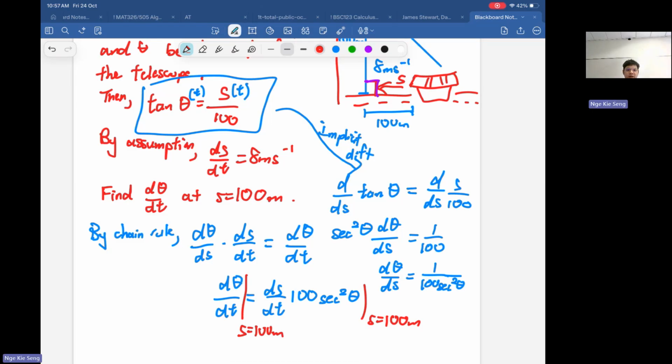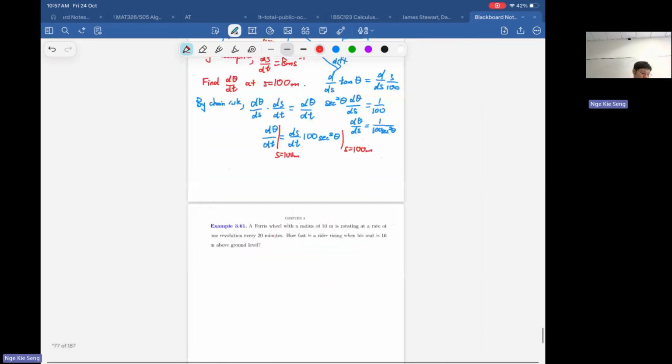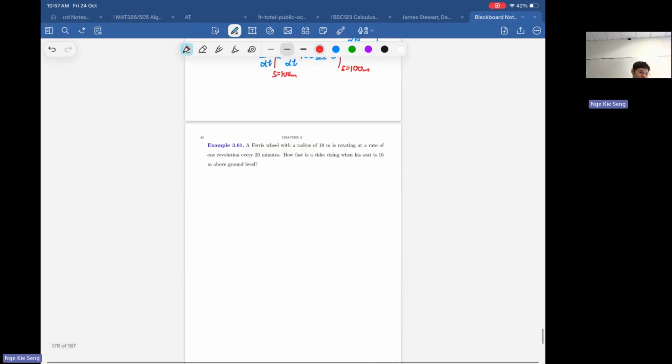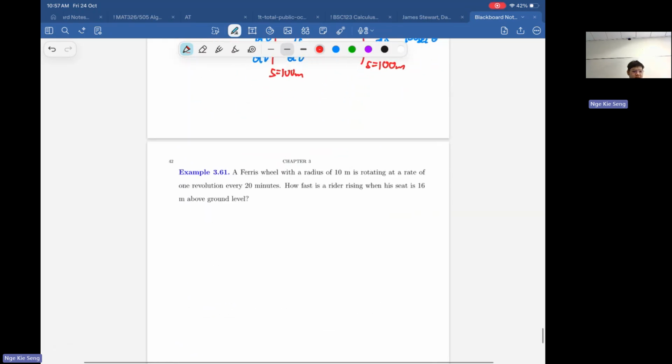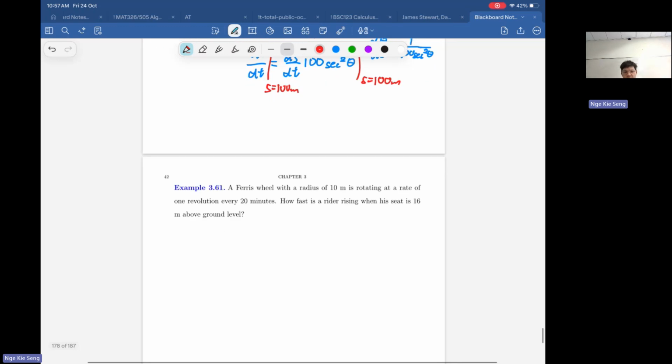So the other two questions are similar. You need to use chain rule or implicit differentiation to help you get the answer. So it will be left as an exercise. You can try and do it at home. I'll put out the solution.